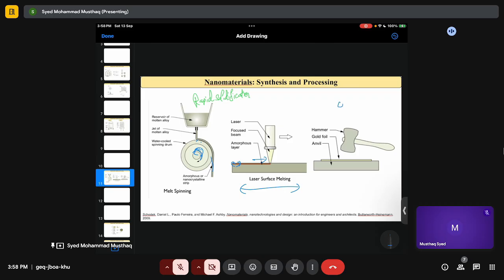And then I have gold beating or foil beating, and it is done for very ductile materials. What do you mean by ductile? Ductility is the ability of a material to deform without undergoing fracture. Fracture is nothing but breaking. We have seen bone fractures and many things. So deforming without breaking, that's what we call ductility.